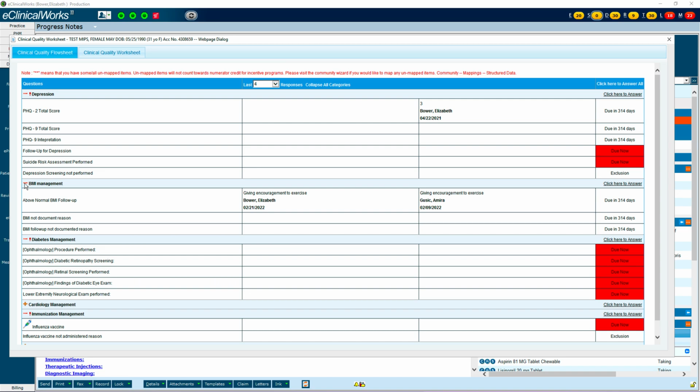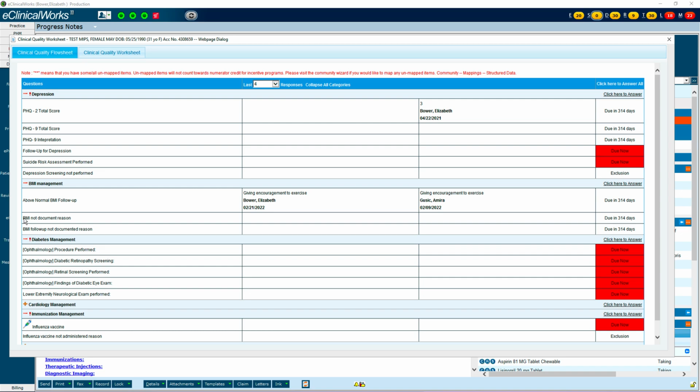If the patient refuses or cannot get on the scale, you need to think about using an exclusion. The exclusions for this measure include refusal to get on the scale, inability to get on the scale, or too sick to worry about getting on the scale.